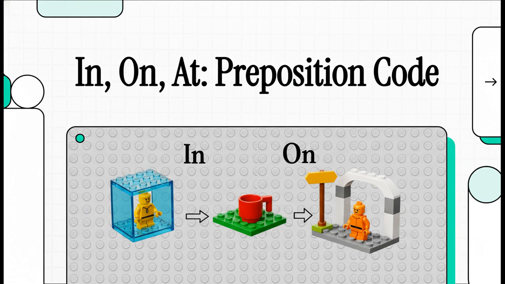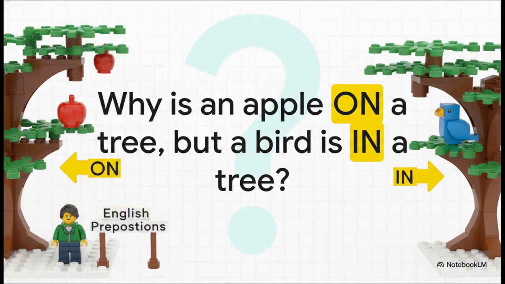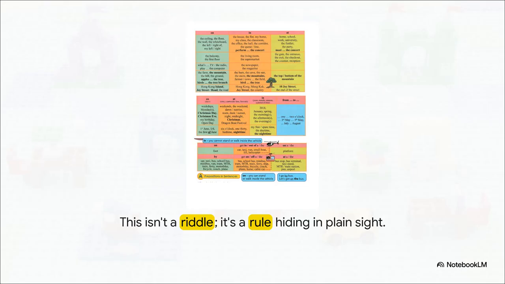And we'll start with a classic little puzzle. So, let's kick things off with this classic question, one that drives people crazy. Why do we say an apple is on the tree, but a bird is in the tree? I mean, they're both up there, right? It seems totally random, but I promise you, by the end of this, the answer is going to feel completely natural.